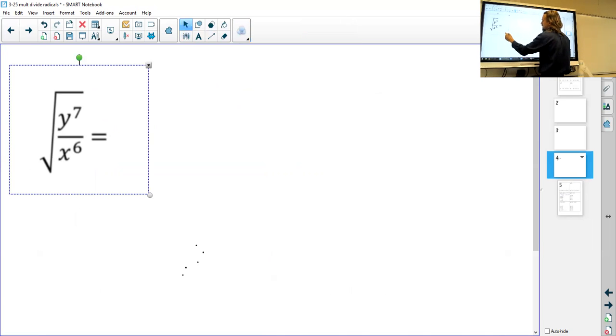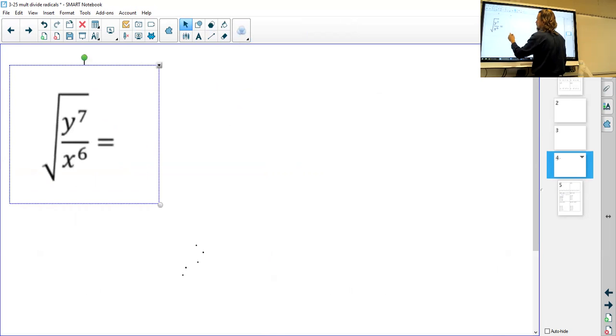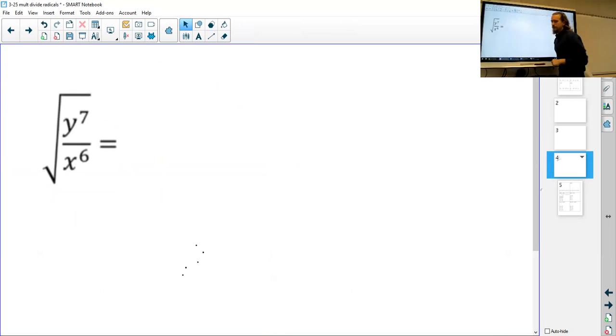You cannot leave a square root or any kind of root in the denominator. So always keep in mind, we cannot end with a root in our denominator. If you see any answer choices that end with a root in the denominator, cross it out, can't be that.